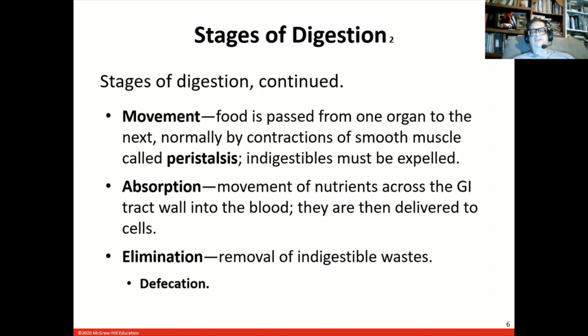Absorption is moving nutrients from the inside of the GI tract, from the lumen, across the wall of the digestive organ, into the blood. And then it's carried in the blood and delivered to cells. Actually to the liver, detoxified, and then off to cells. Elimination is getting rid of the stuff you can't digest. Defecation, this will sound crude, but pooping, that's defecation, removing the feces from the body.